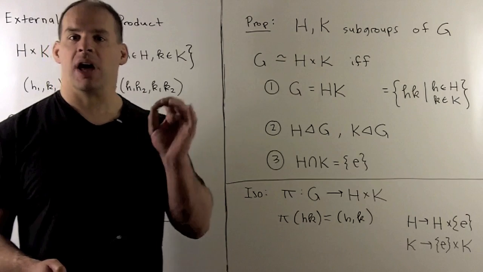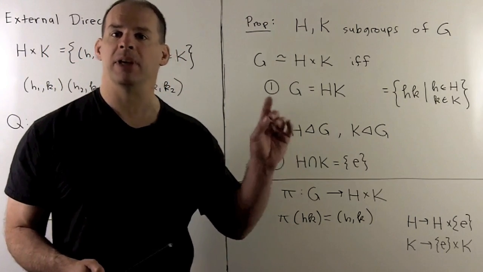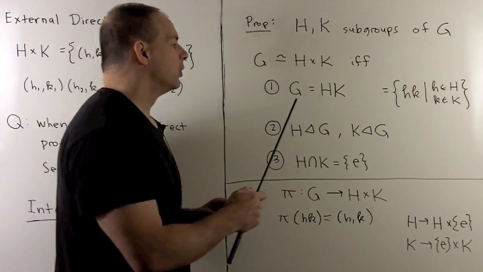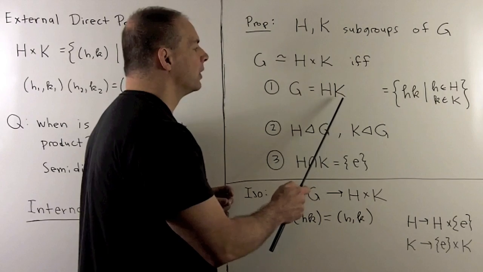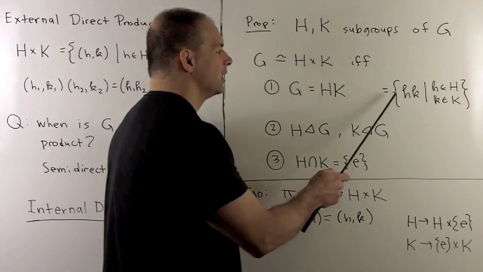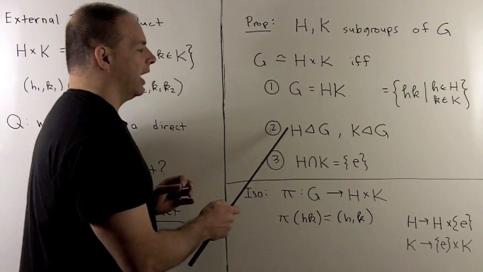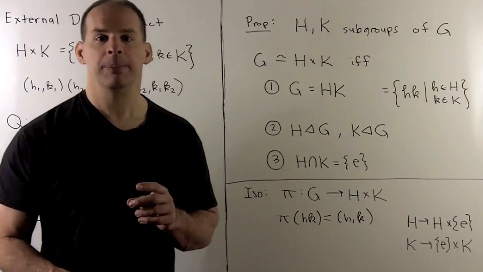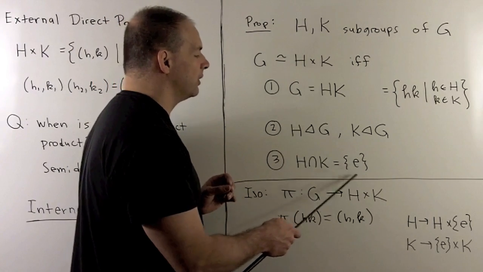G is isomorphic to the internal direct product of H and K, if and only if, first, G is equal to the product of subgroups H and K. So this just means we can write every element of G as an element of H times an element of K. Second, I'll want H and K as normal subgroups in G. Finally, third, I'll want the intersection of H and K equal to the identity element.